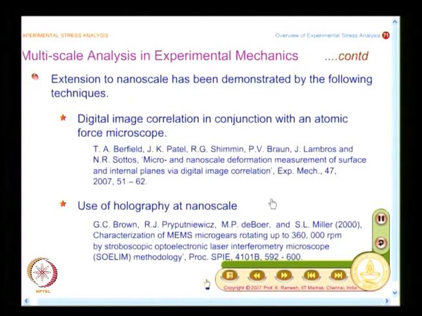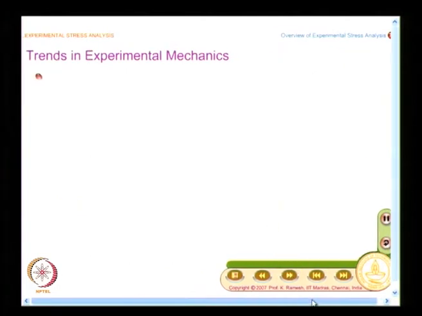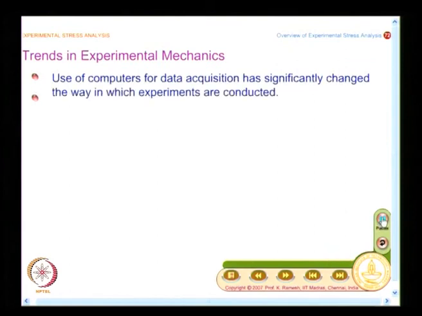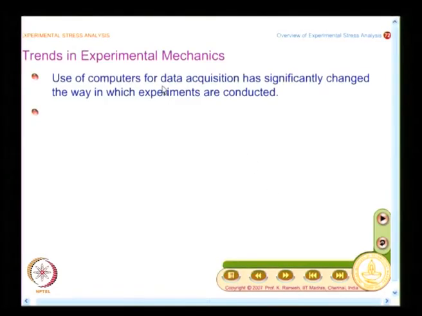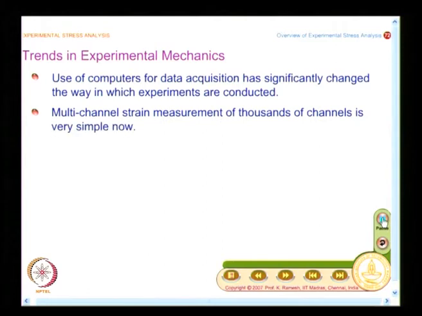Now, the other aspect we will have to look at is what are the trends in experimental mechanics. So, one of it, once computers are developed, numerical techniques became very popular, and if you do not use computers in experimentation, you will also fall back. So, computers are also being employed in experimentation, and they have been used extensively for data acquisition and also have significantly changed the way in which experiments are conducted. This is a very important aspect. Earlier people had to go and wet their hands, now it is all press of a button.